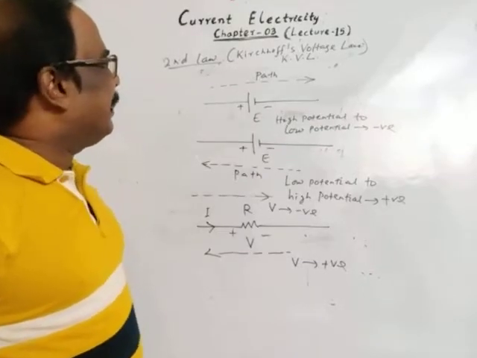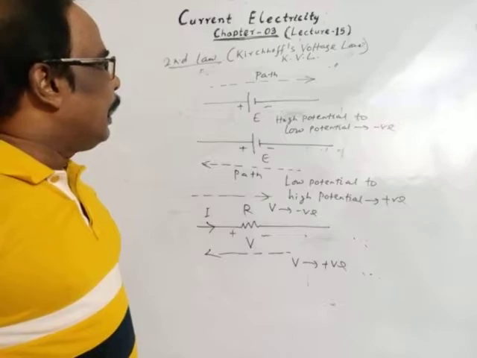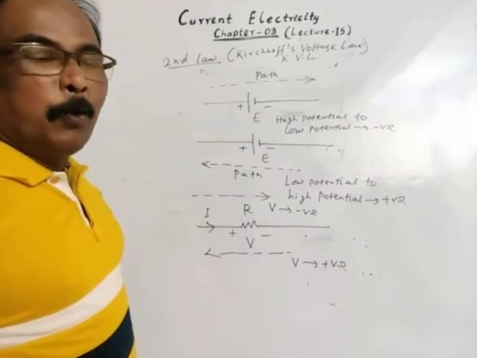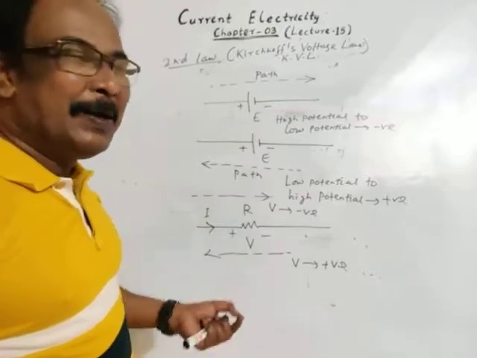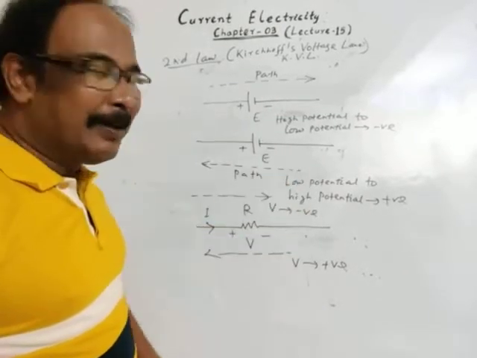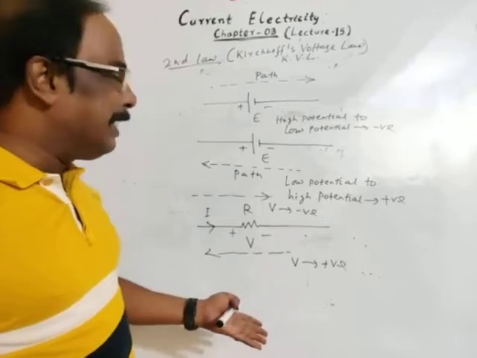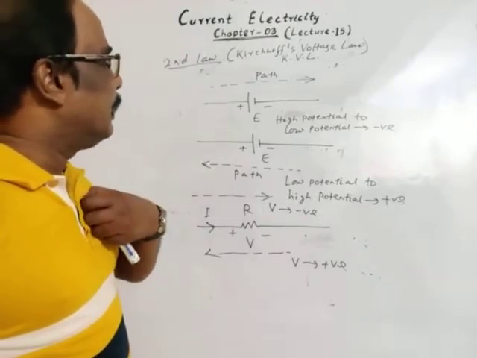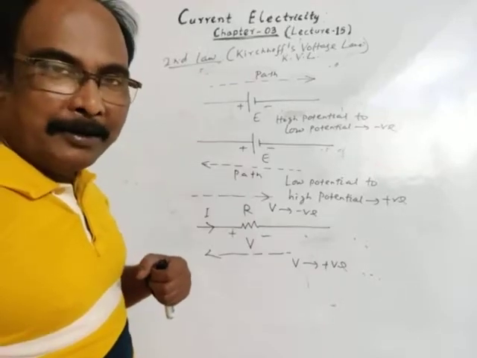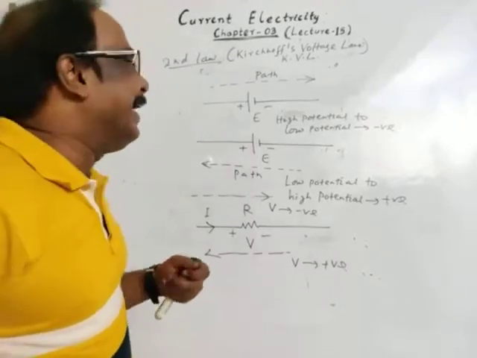So Kirchhoff's second law is based on the law of conservation of energy. Total change in volt is zero. Total change in potential is zero. Potential is the source of energy. So Kirchhoff's second law gives the idea about the law of conservation of energy. Right?